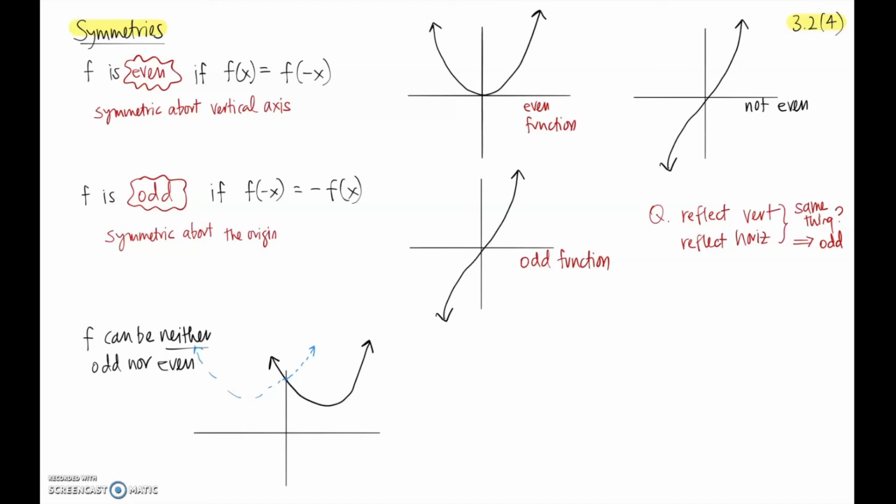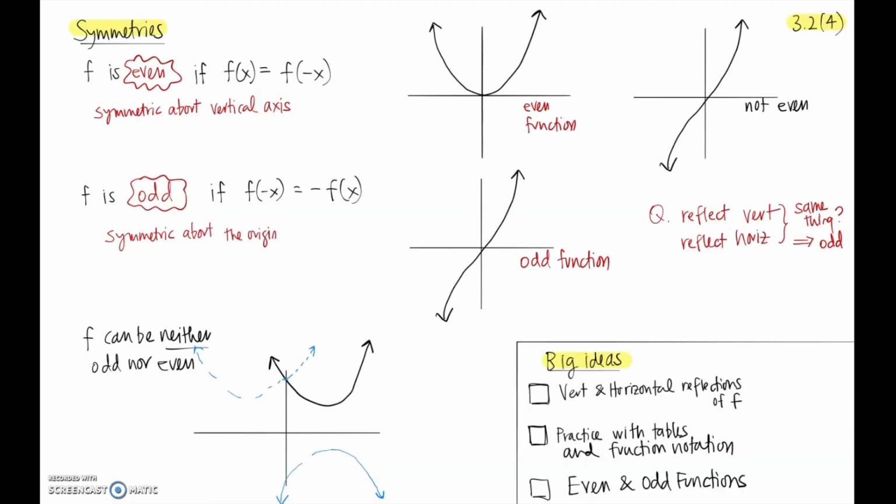So if this is the horizontal reflection, and then we had a vertical reflection, well, the vertical reflection is something like this. To be odd, these two blue functions need to be the exact same function, and they're definitely not. So this is an example of a function that's neither even nor odd.